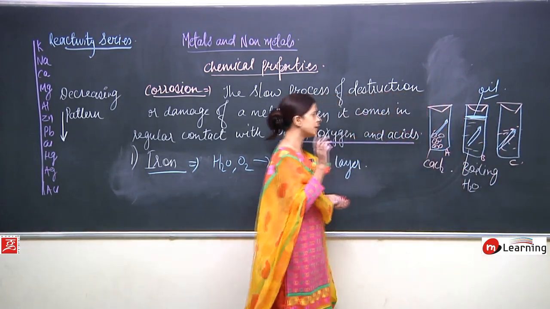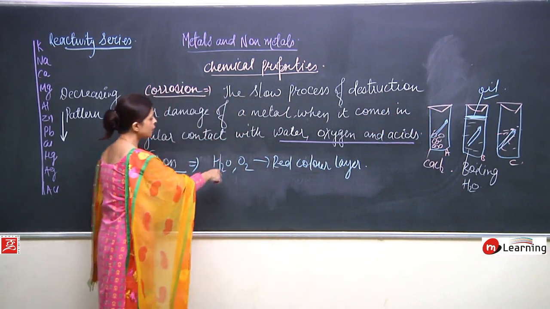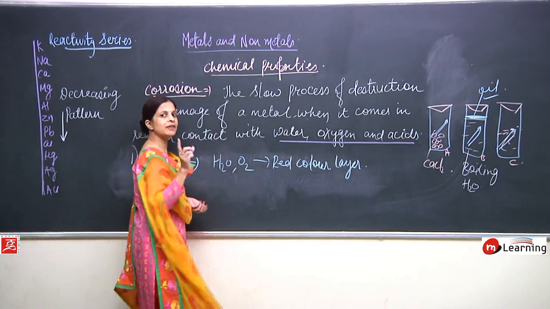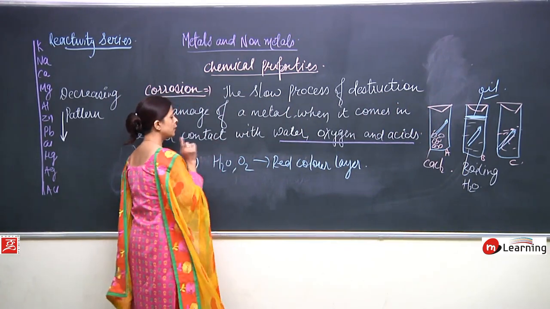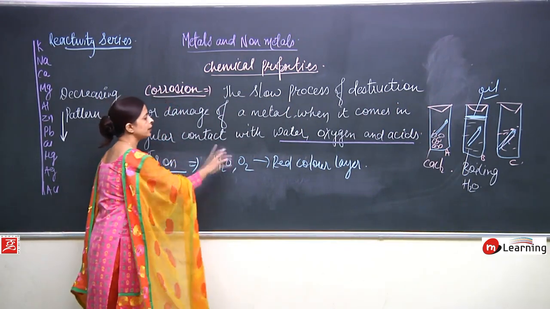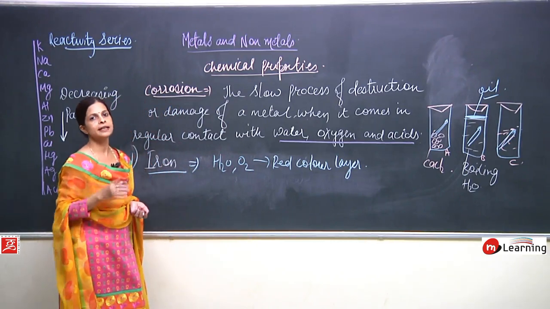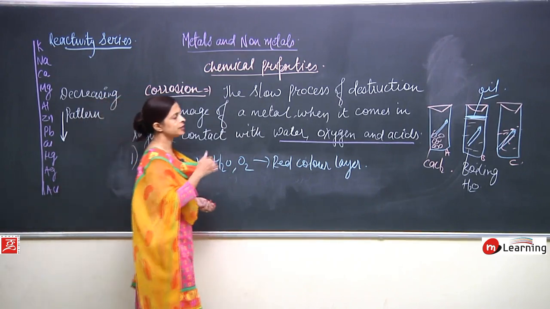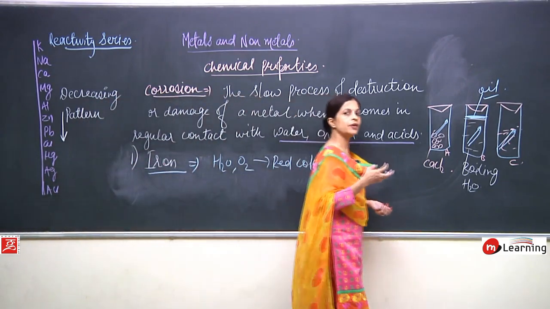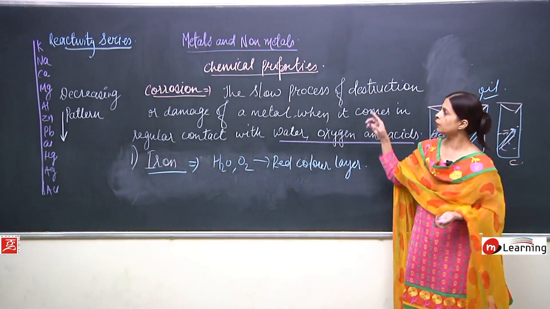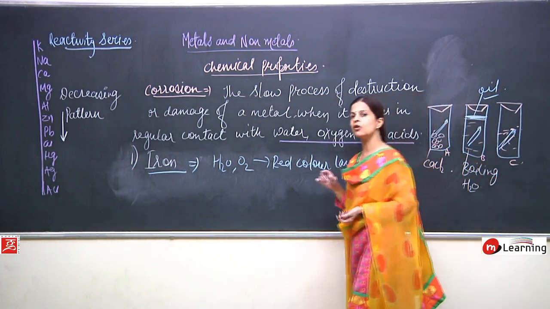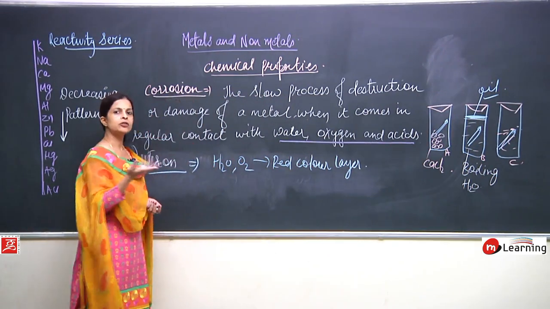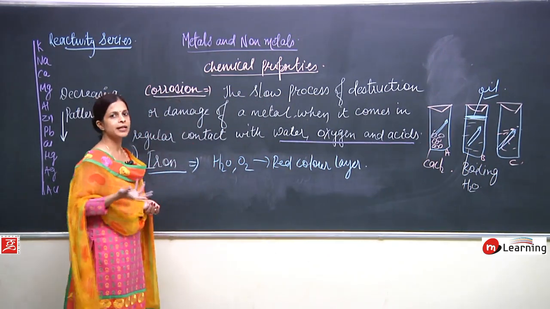What does it prove? It proves that for corrosion, especially when I talk about iron, metal gets corroded in the presence of water and oxygen, or we can say moist air. Now again, just to revise a little, before this we have discussed that metal oxides are basic in nature. Iron also forms an oxide. Metal oxide is formed.